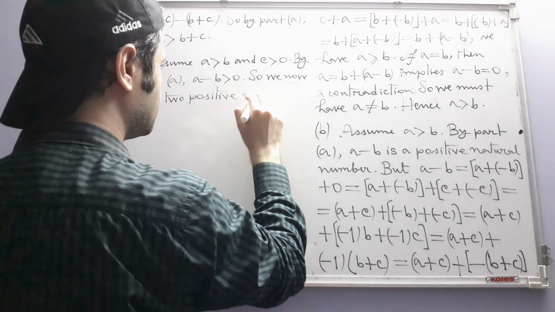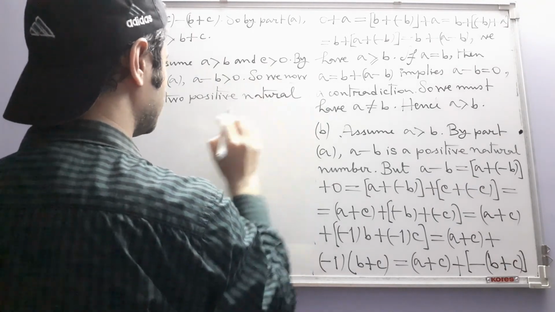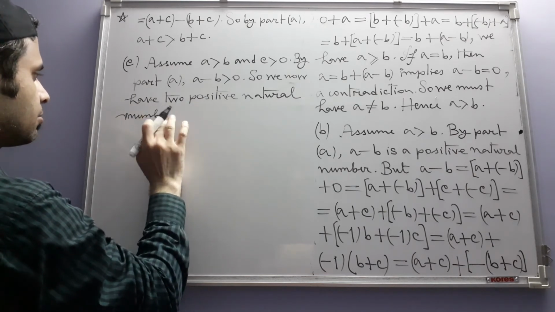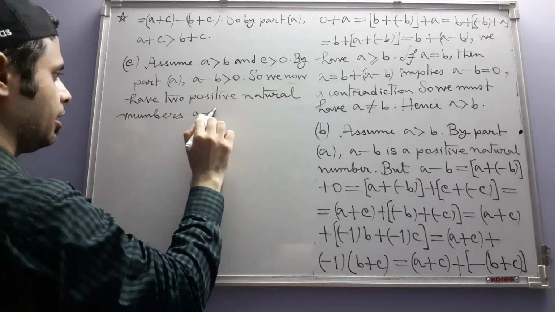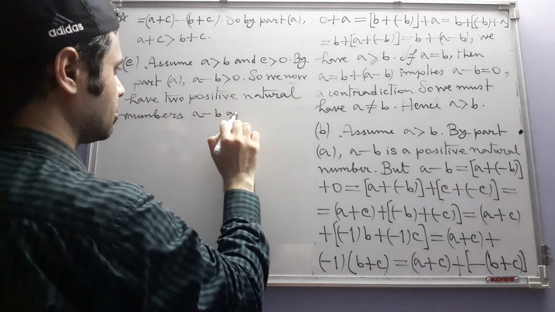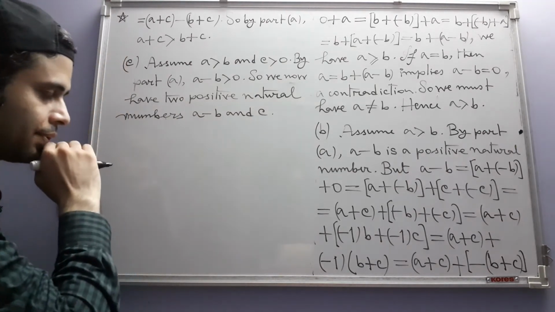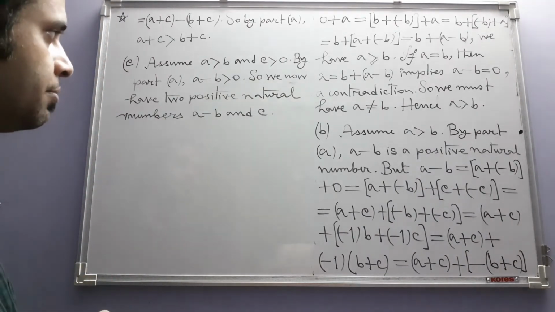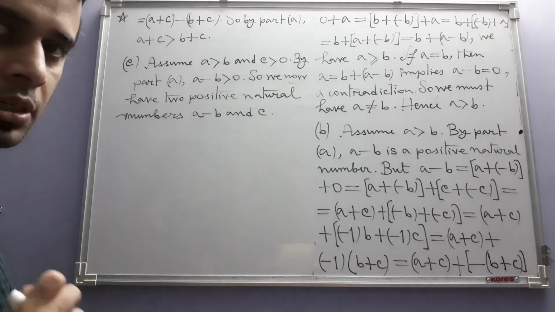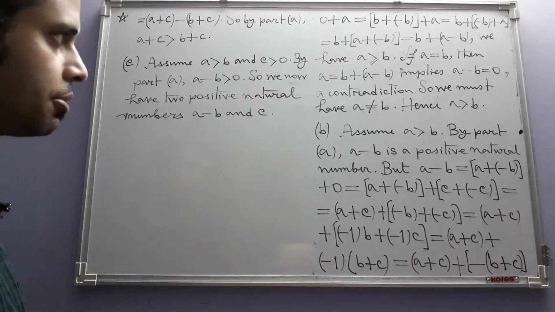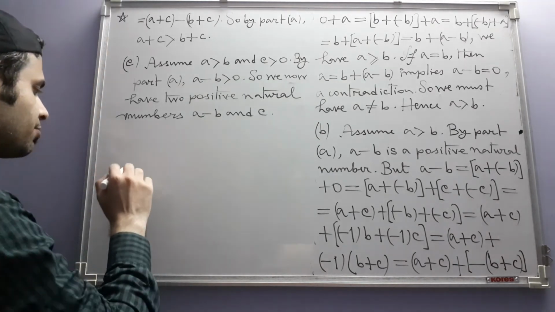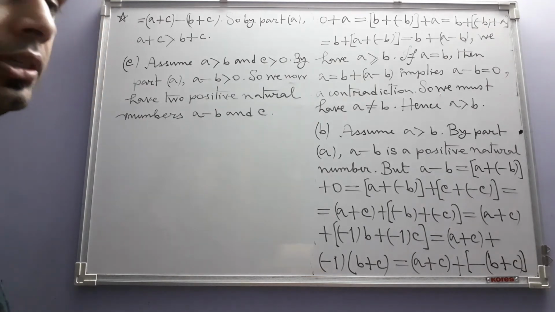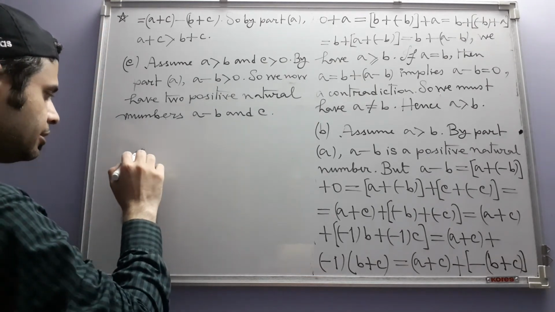So we can write two positive natural numbers a minus b and c. Now a result that we proved previously in the chapter on natural numbers is that if you multiply two positive natural numbers, that is also a positive natural number. In fact, that follows from what was that, lemma 233. What does lemma 233 say?